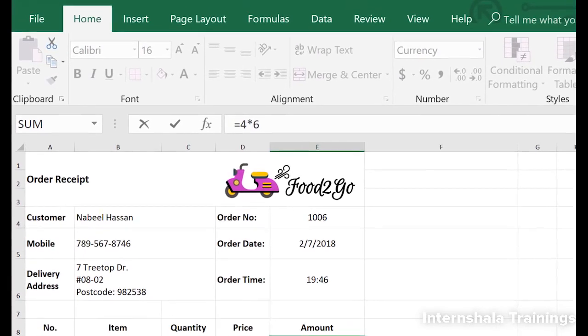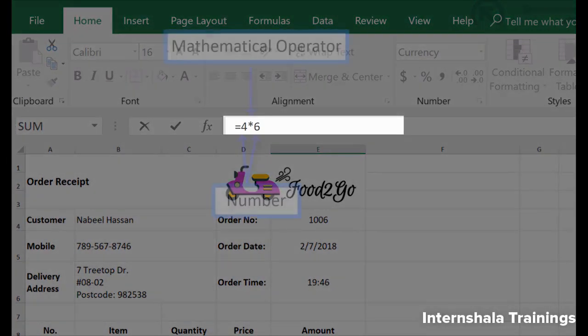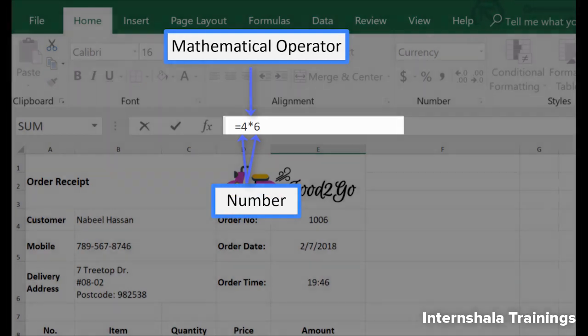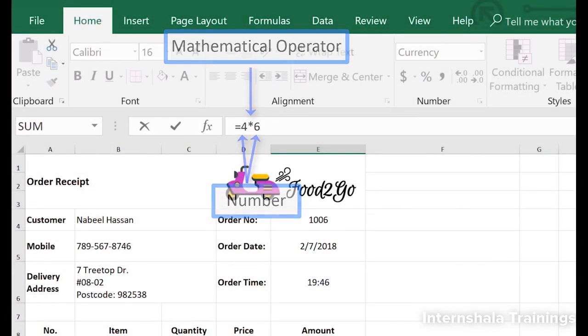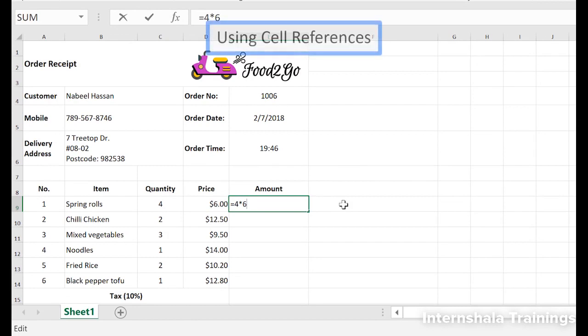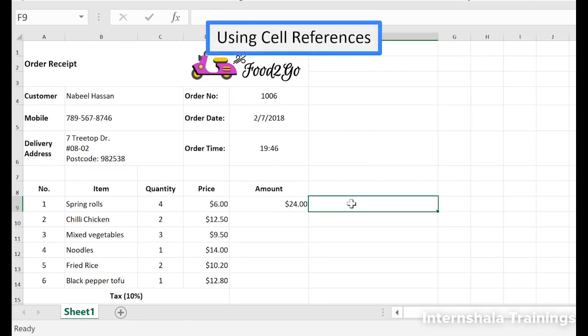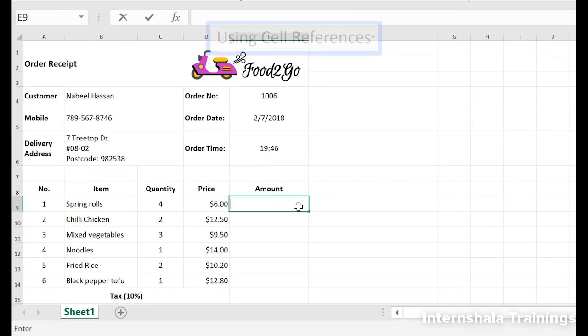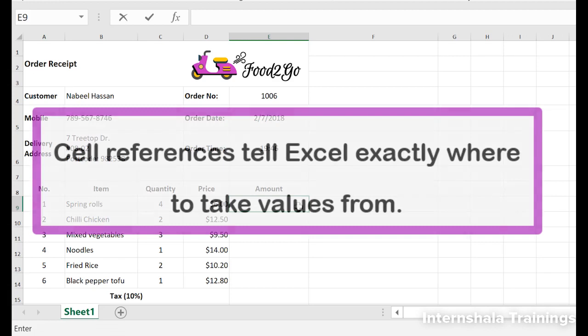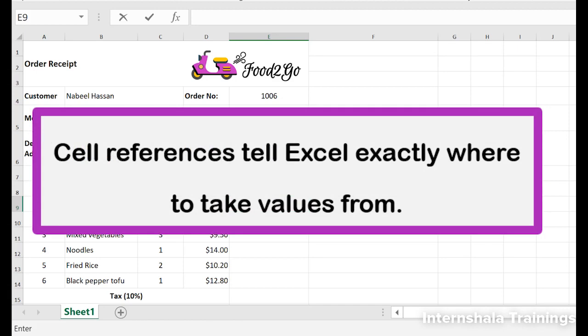Now the formula we just created was a combination of numbers and an operator, but it did not include any cell references. Let's now rewrite the same formula using cell references. A cell reference is just the address of an individual cell or a range of cells. If we use cell references in formulas, we are telling Excel which cells it should take values from in order to calculate the end result.